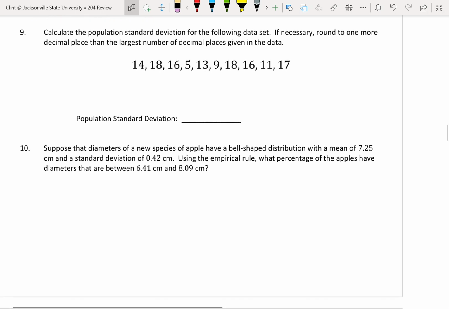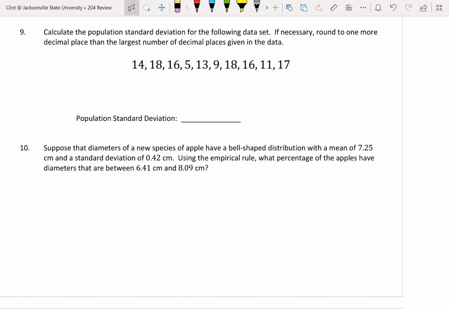Stuff like that comes up in practice less than you think it would. Okay, number 9 just says calculate the population standard deviation. I cut the other ones out, the range and the variance. So this is a calculator problem. And I didn't bring my good one with me. Anybody got it?